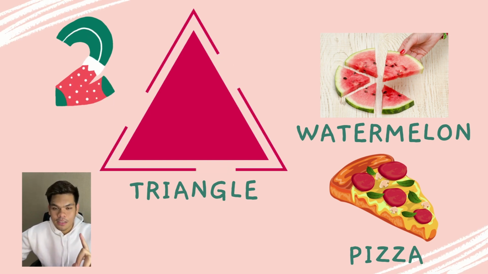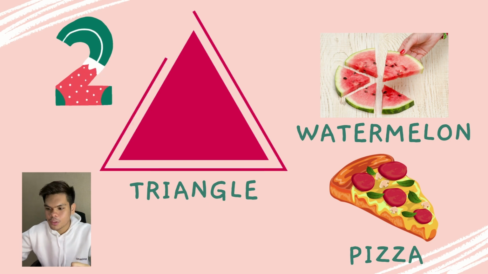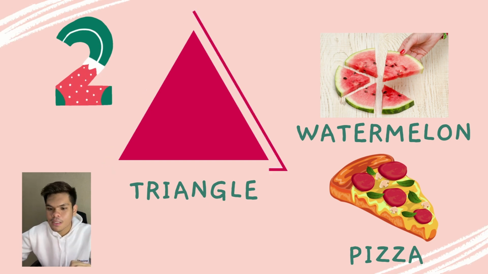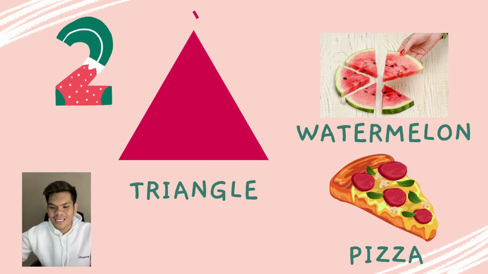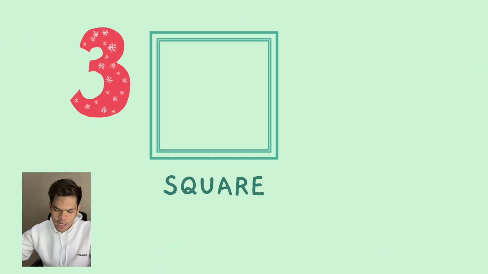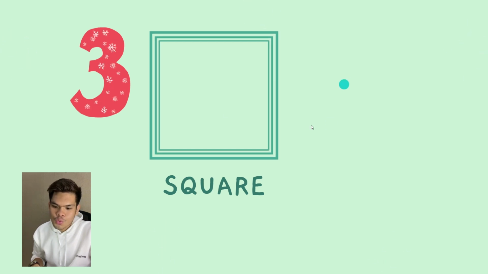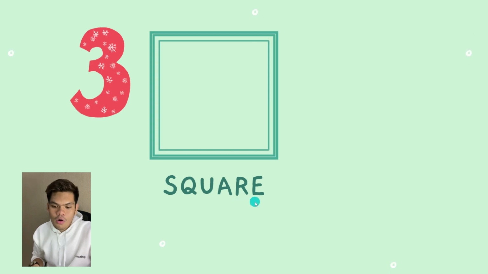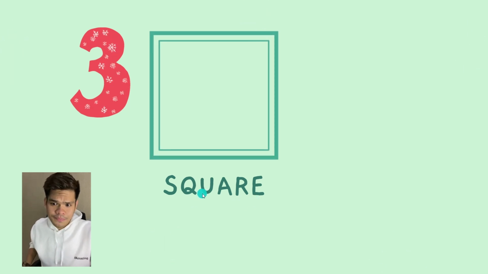Okay, can you follow me now? Good. Let's see the third shape. The third shape is square. Okay, how do we spell square? S-Q-U-A-R-E. Square. Or in Malay, we call it as segi empat sama.